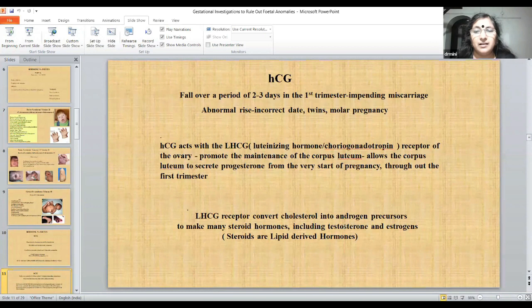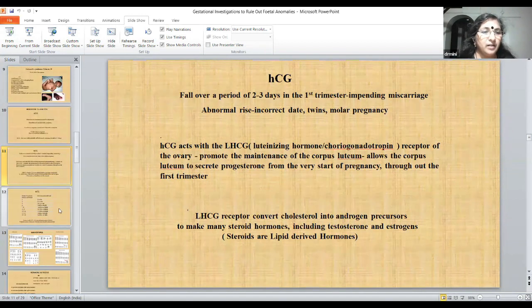And this is something I don't think is necessary. HCG acts with steroid hormones. I am skipping it because it is not related to this part. So I'm skipping those descriptions, and on to the next one.